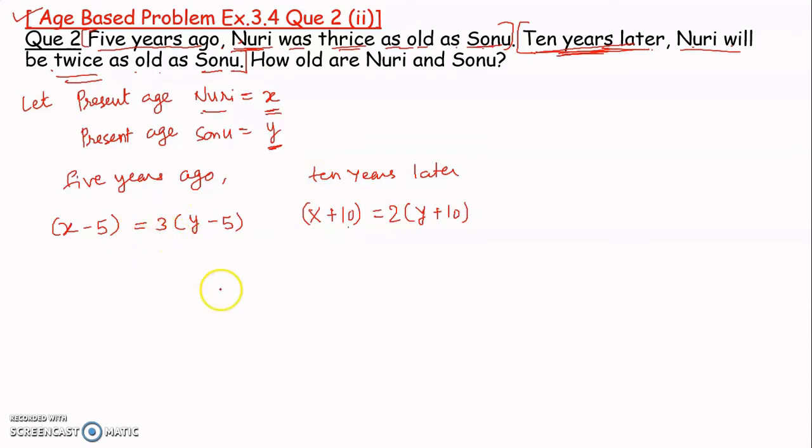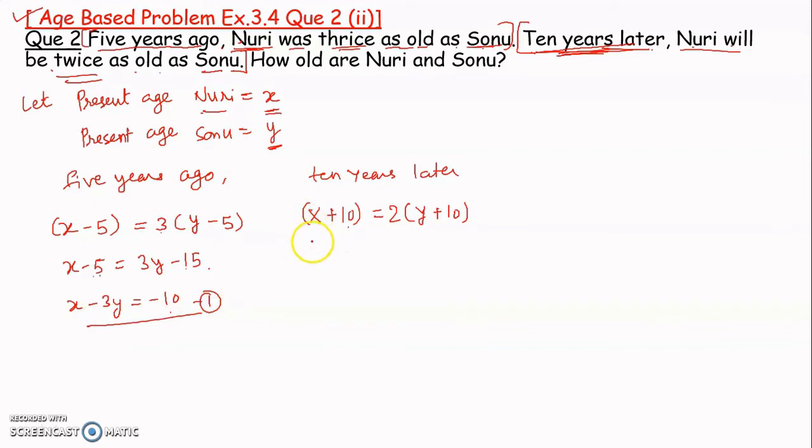Now we'll simplify these two equations and we will solve by any of the methods. So here this is X minus 5. This 3 multiplied into the bracket, so you get 3y minus 15. And if you simplify it, you will get X minus 3y equal to minus 10. This minus 15 and minus 5 go to this side, so plus 5. So minus 15 plus 5, it becomes minus 10. So this is our equation number 1.